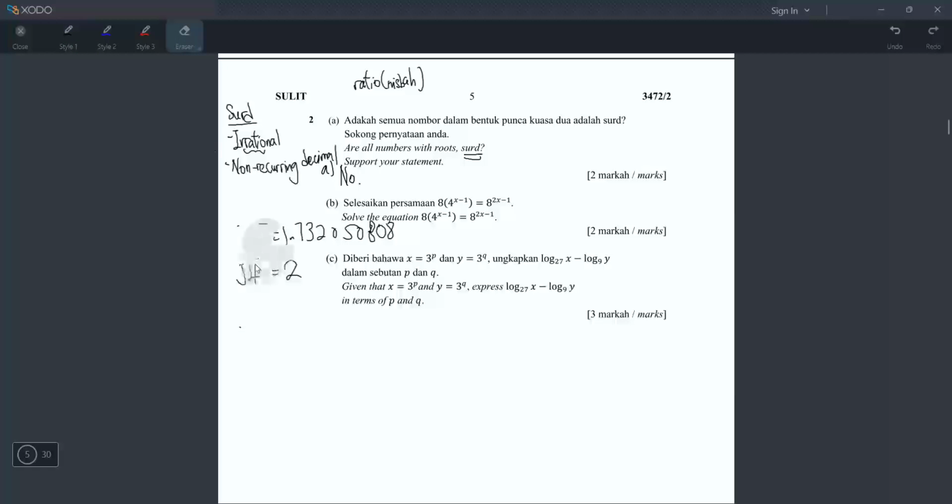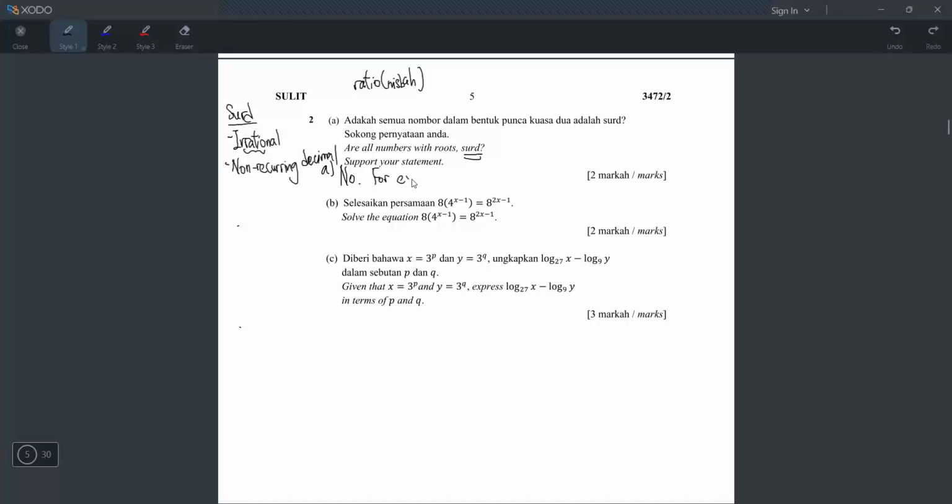So now after you understand this, I think we can answer this question already. So are all numbers with root surd? The answer is no. Okay, so support your statement. So let's write down some roots that are not surd. So square root 4 is a good example, right? So we can say square root 4 is equal to 2. Support your statement means I have to give them some example, right?